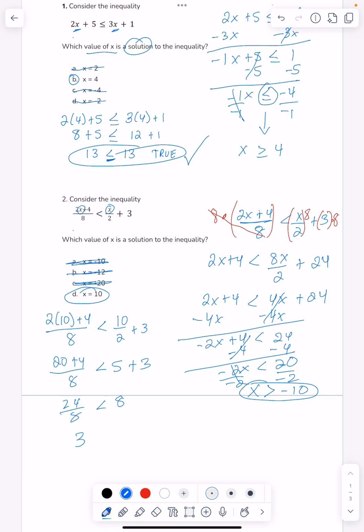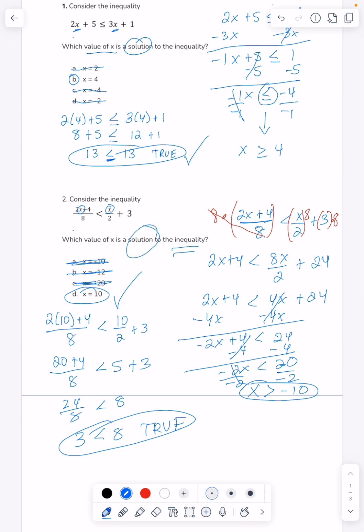So it says that 3 is less than 8. And in this case, again, that is true, right? 3 is less than 8. So we could confirm that the value of x being 10 would actually be a solution to this inequality.